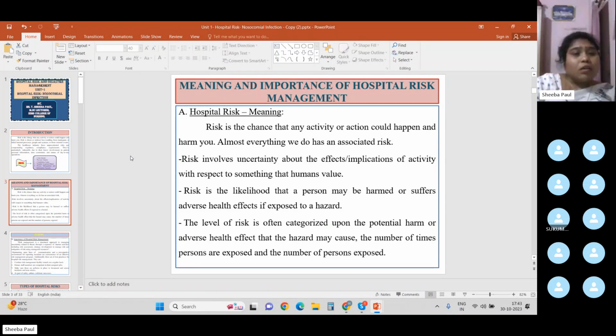Okay, that is one example that I can give you. And then the level of risk is often categorized based on the potential harm or adverse health effects that the hazard may cause. And whenever there is risk, we should take preventive measures not to complicate it, but make the person come out of that risk in a much easier way.